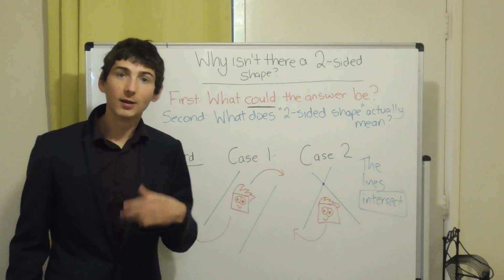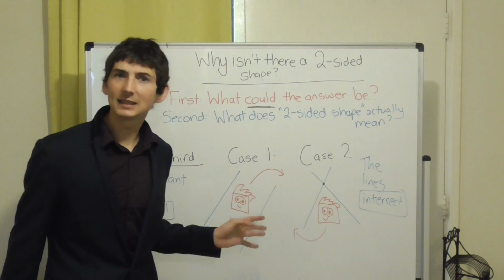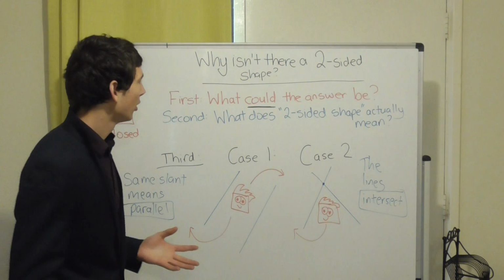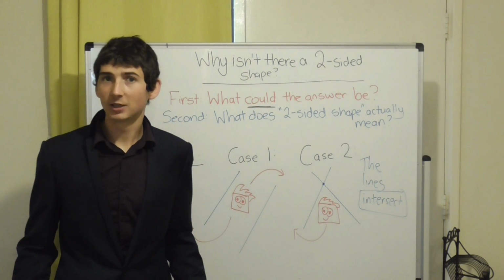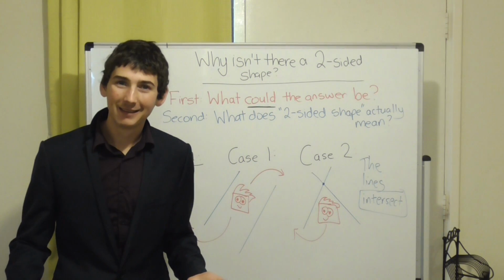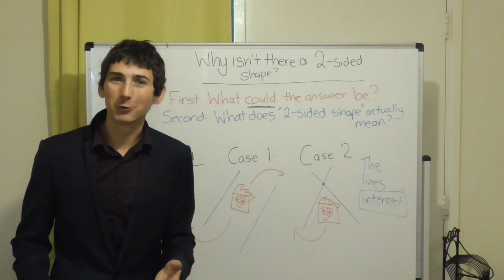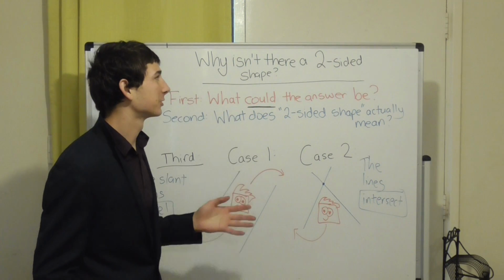So, Timmy isn't trapped. So this isn't a two-sided shape. And in this one, Timmy wasn't trapped in the first case either. So this isn't a two-sided shape. So overall, there can't be a two-sided shape. Now you might have predicted that, and it's not that difficult to realise that there can't be a two-sided shape.